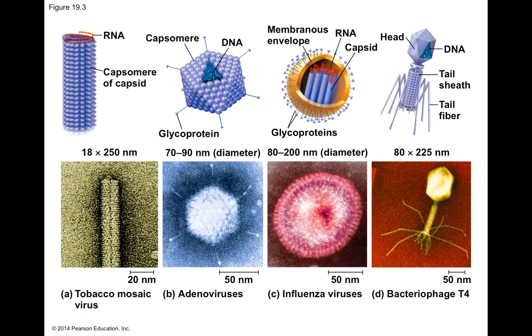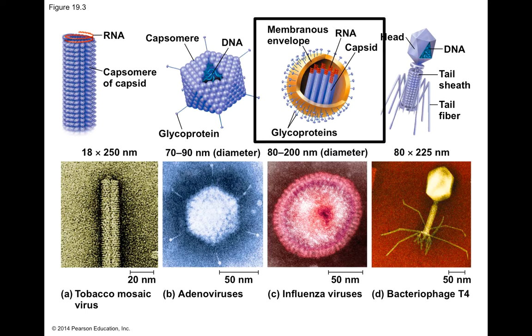Viruses that infect animals may also have an additional outer layer called an envelope. This envelope comes from the cell membrane of the host cell. The virus takes pieces of it when it exits the host cell. The molecules within the envelope are a combination of the virus and the host cell.